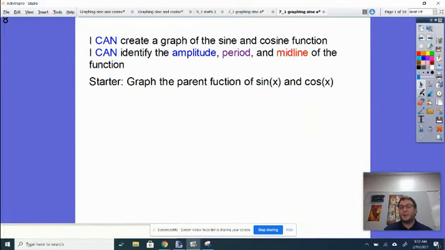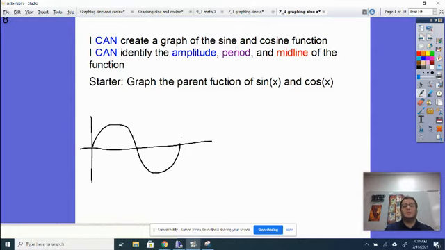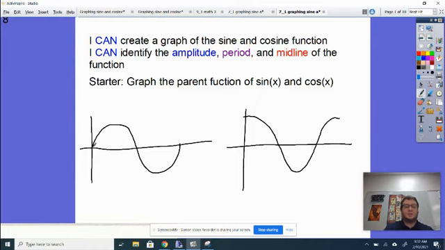So remember from last time, the parent function for sine looks something like this, and the parent function for cosine looks something like this. Now remember, these don't necessarily stop right here, right? They keep going forever and ever. But this is what we call one period, and that's going to be used today. Basically where it starts repeating.